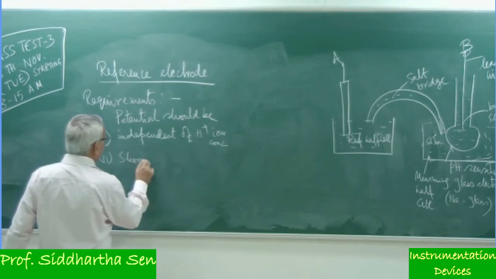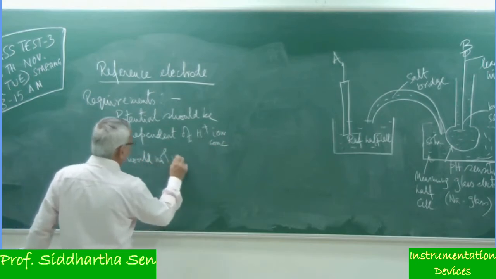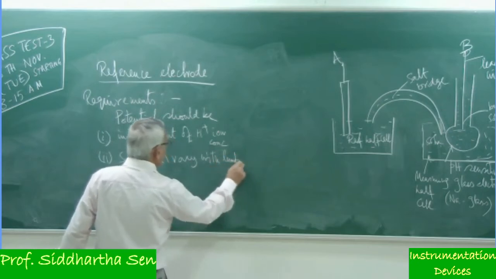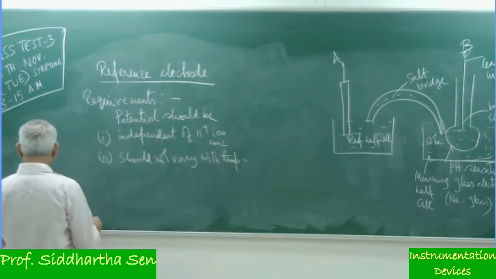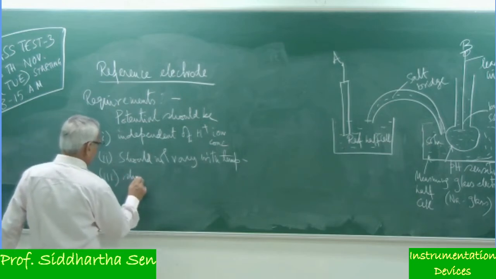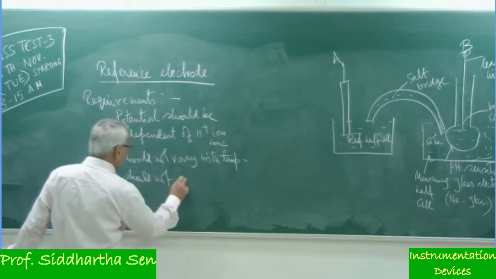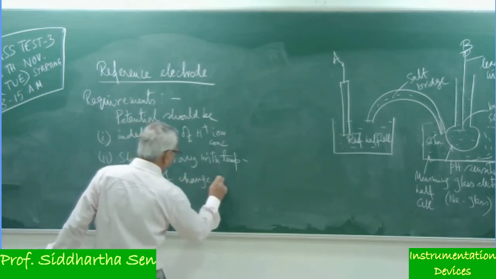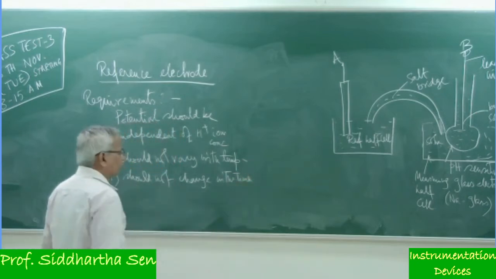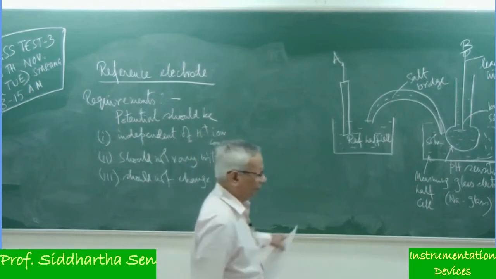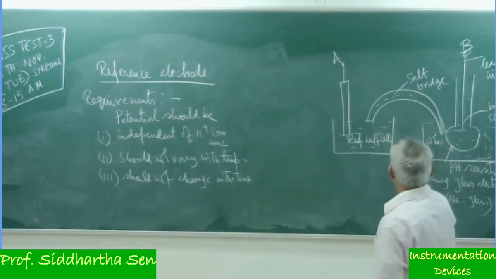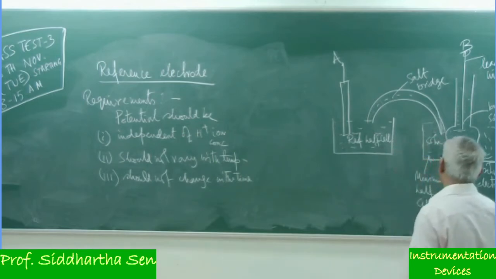Number two, it should not vary with temperature, and the third one, it should not change with time. That means it should always be constant. It should not vary with time or with aging. Only the measuring electrode should vary with the concentration.